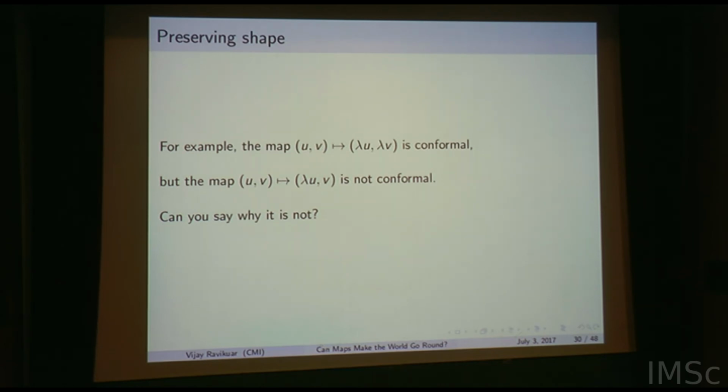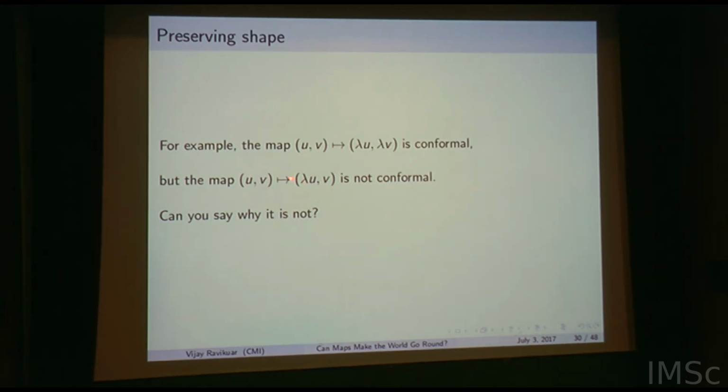I think some people might have the answer, but I can. Under the second map here, I haven't said what lambda is, by the way, so that's my bad. Let's say that lambda is, because obviously in the second map, if lambda is the number 1, then this will be a conformal map, because it'll be the identity. But let's say that lambda is the number 2. So what would happen under the second map to the angle between the x-axis and the y-axis?